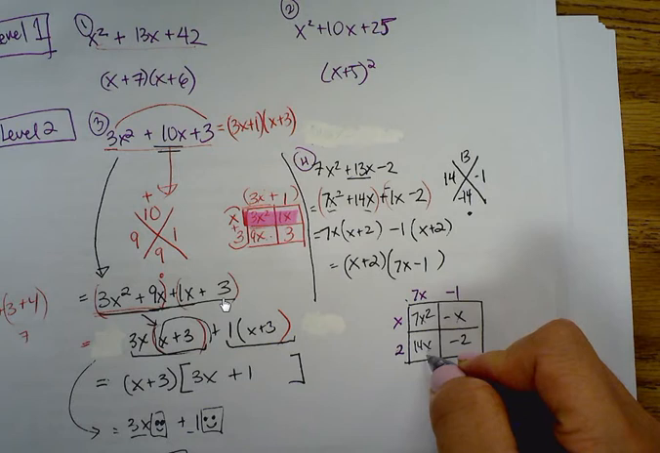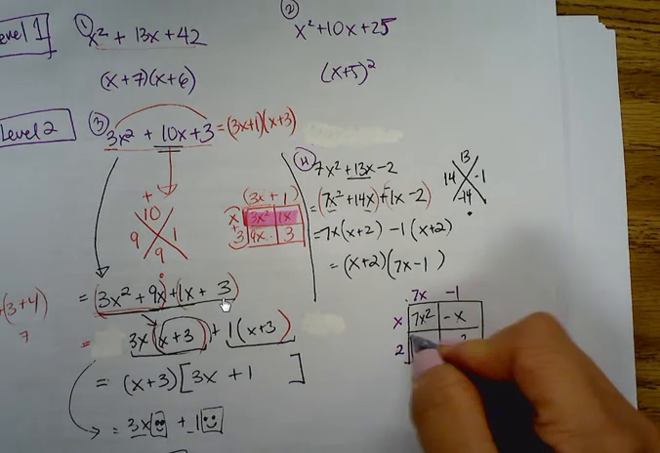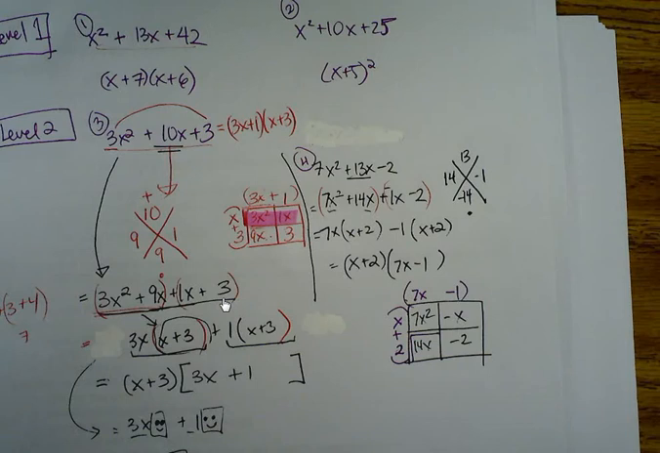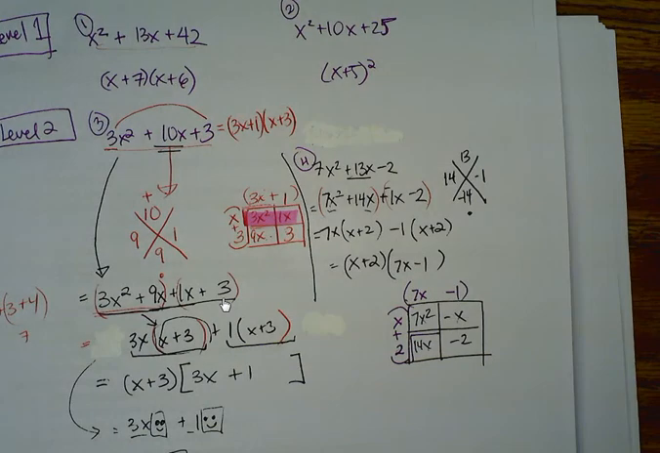2 times 7x is 14x. And then 2 times negative 1 is negative 2. So what do I have? X plus 2 times 7x minus 1. Okay? Raise your hand if you got that one correct. Okay. Doing better. All right.